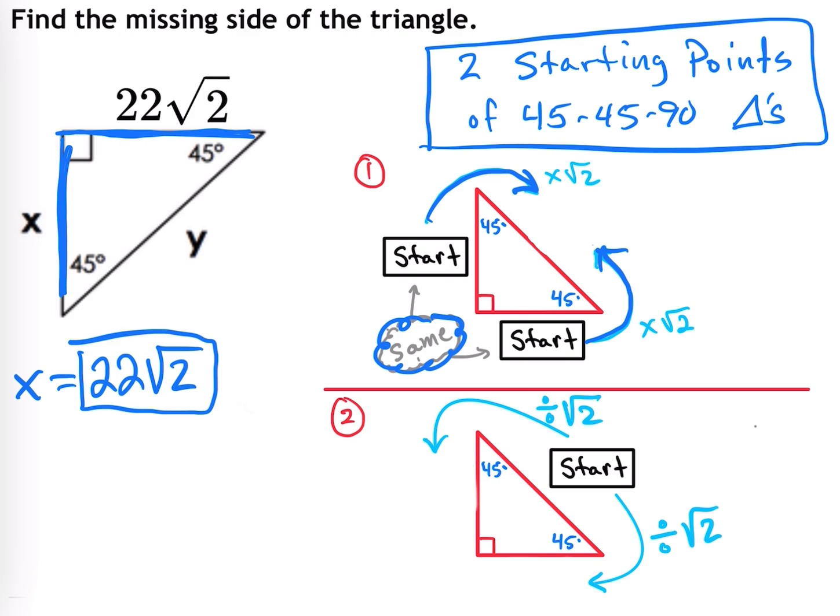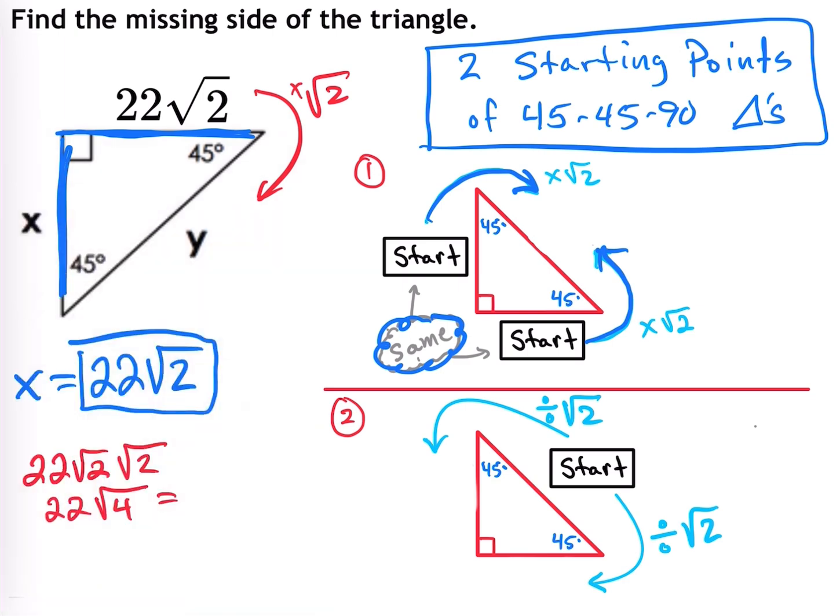Now this could be different for some folks also, because when you take the 22 square root of 2 and you multiply that by the square root of 2, then you're going to end up having the square root of 4. So then you're looking at 22 times the square root of 4. Well, the square root of 4 actually is just 2.